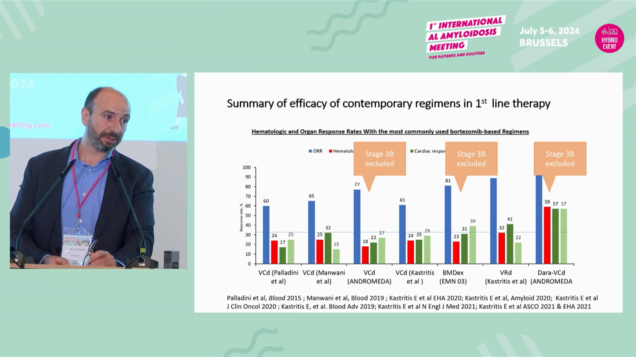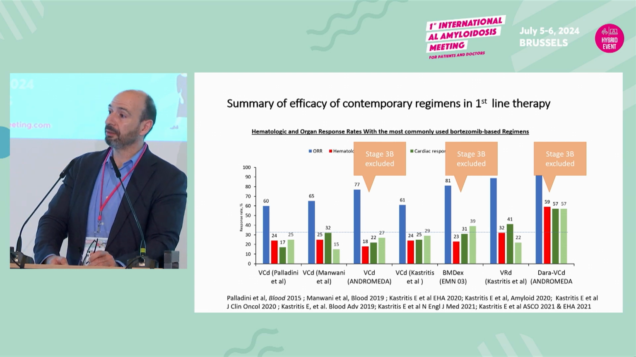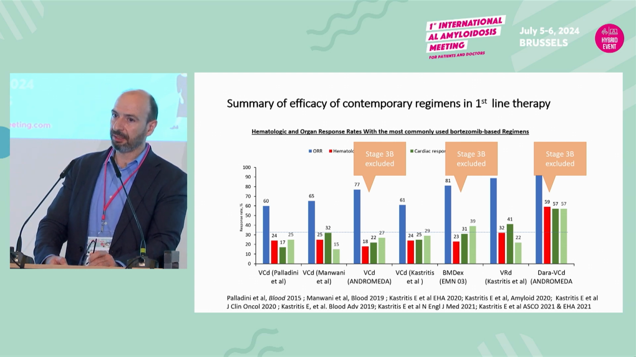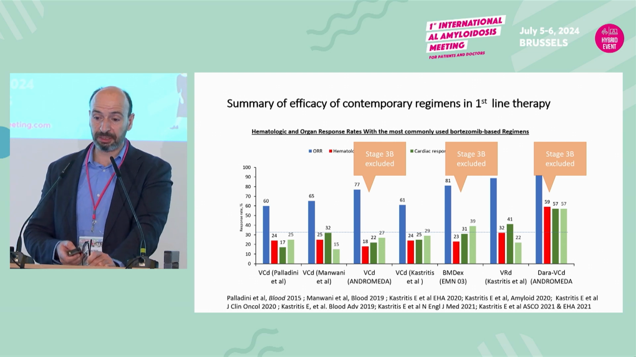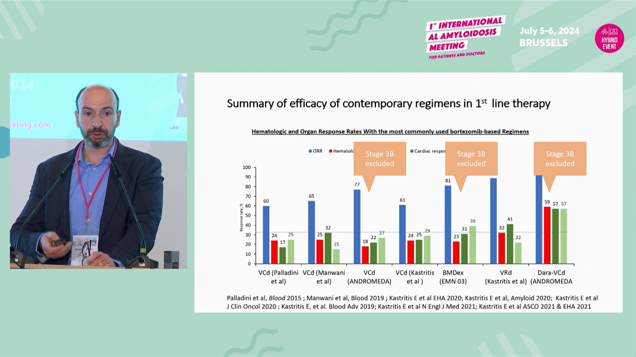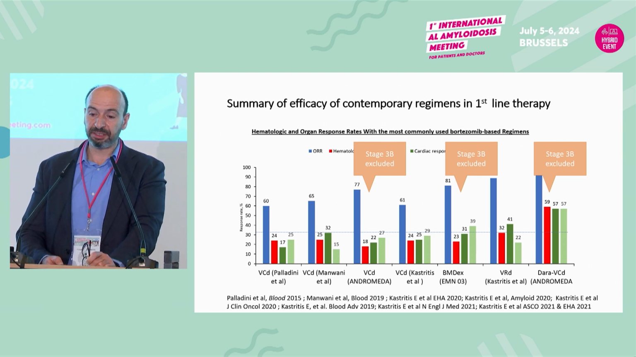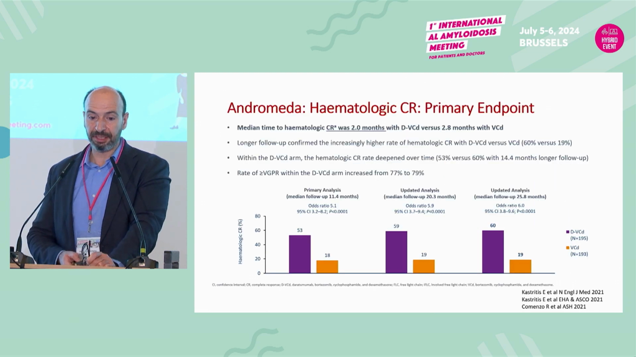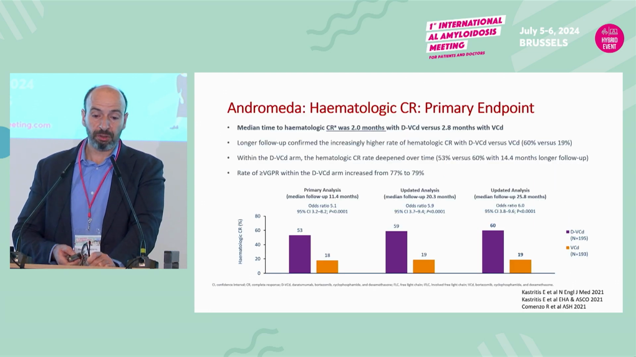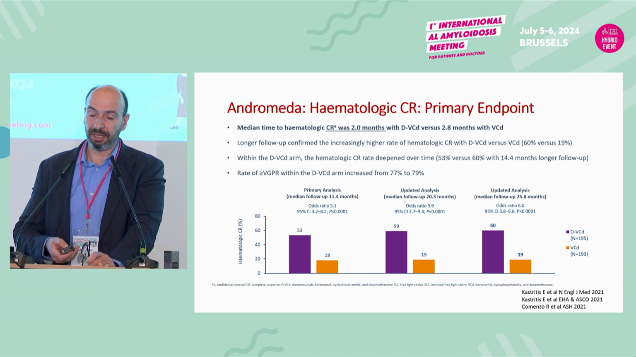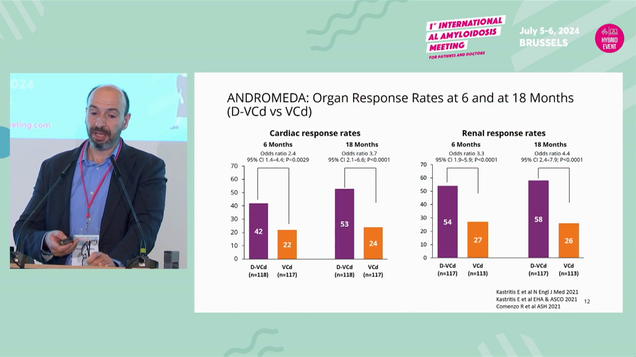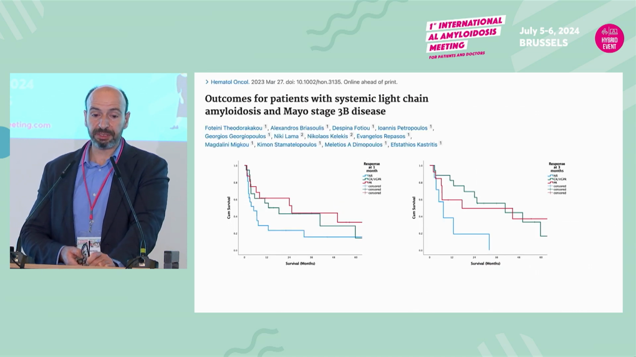However, we have to remember that for patients who were enrolled in randomized clinical trials, like the EMN02 and the Andromeda study, patients with stage 3B were excluded, so we have to be cautious when we interpret these results in patients with very high-risk disease. Arnaud already showed the very good results from the Andromeda, so this is today the standard of care, rapidly acting, very high rates of hematologic responses and of organ responses.